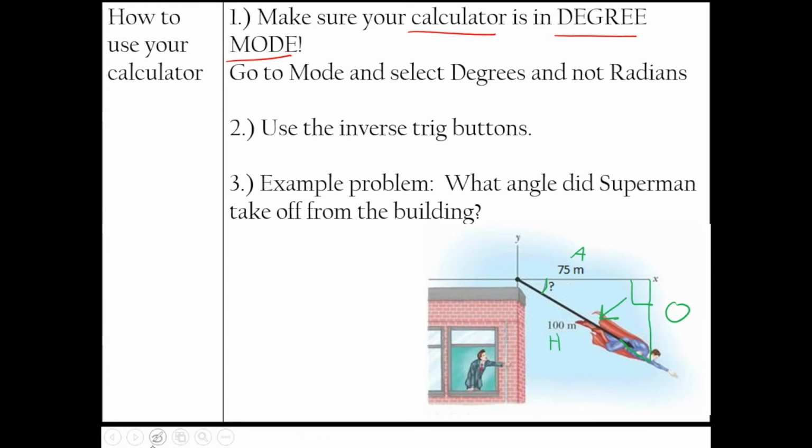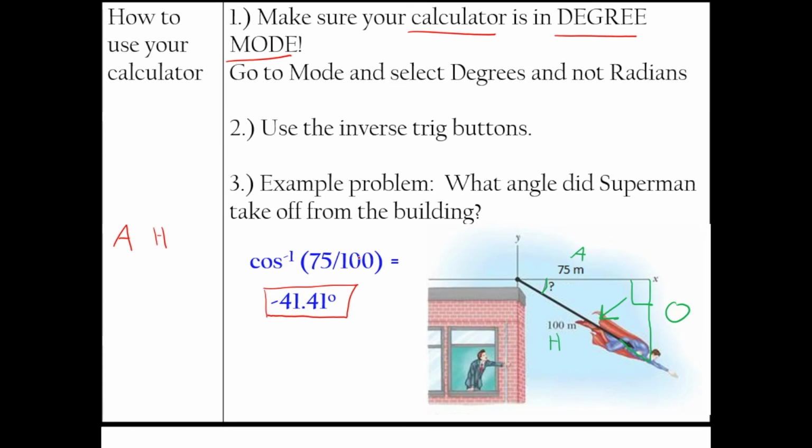Therefore, if I wanted to figure out what angle Superman was taking off from, I would need to find a trig function that incorporates adjacent and hypotenuse. The only trig function that does that is inverse cosine. So I have inverse cosine of adjacent over hypotenuse. My adjacent is 75, my hypotenuse is 100. I find out that my answer is negative 41.41 degrees.